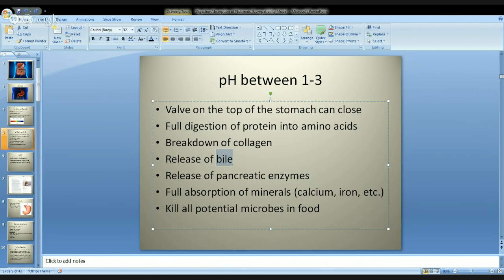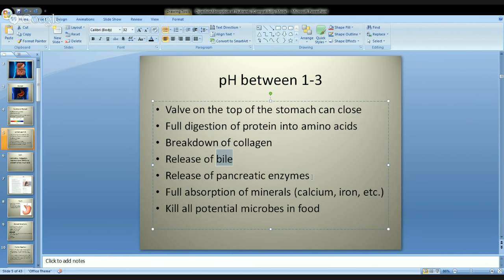All right, the next thing is the full absorption of minerals, calcium, iron. All the minerals need to be in an acid pH. Everyone's so focused on alkalizing the body, but all they're doing is blocking the absorption of minerals. So guess what they're going to notice? The first sign of a calcium deficiency is cramps in your lower calves.